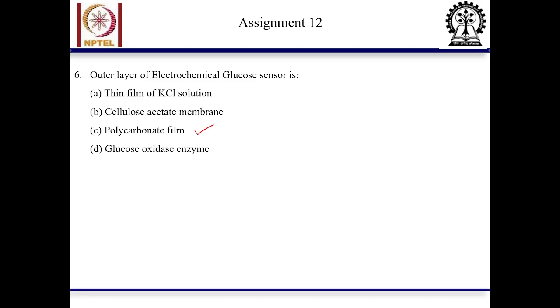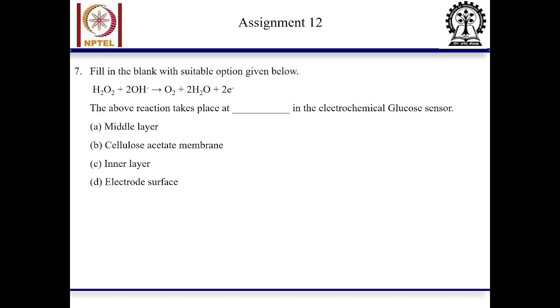Okay, so now I will go to question number 7. A little bit more about this polycarbonate film. Basically, it's a porous membrane that will allow the bigger molecule glucose to pass, but prevent the other smaller fluid constituents from passing through this layer. Okay. Now the question number 7.